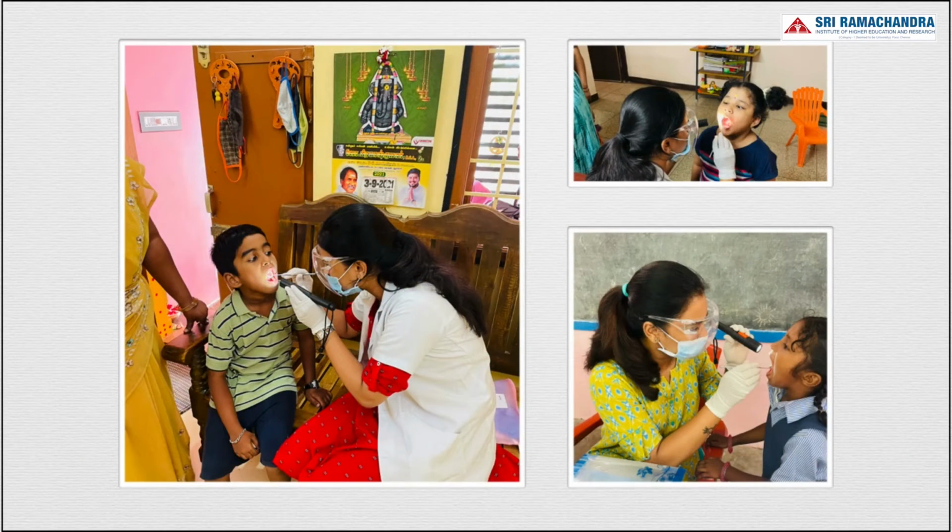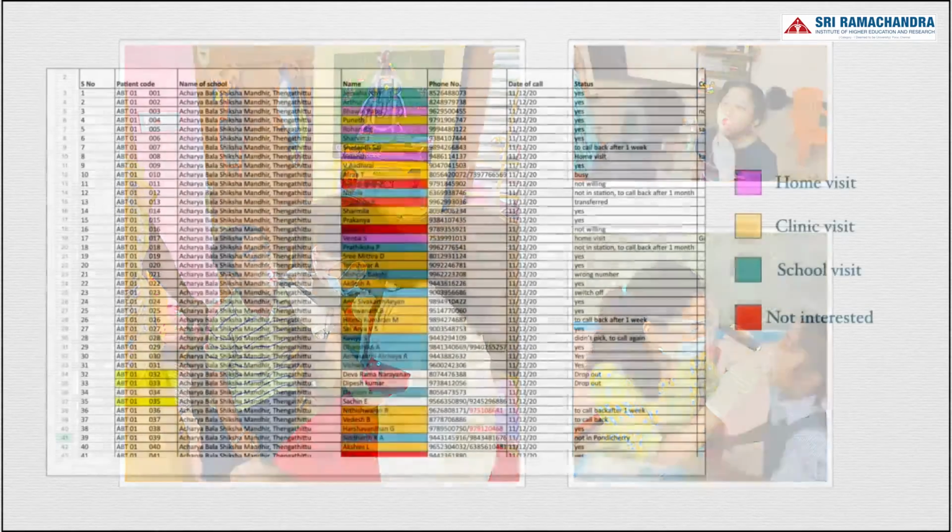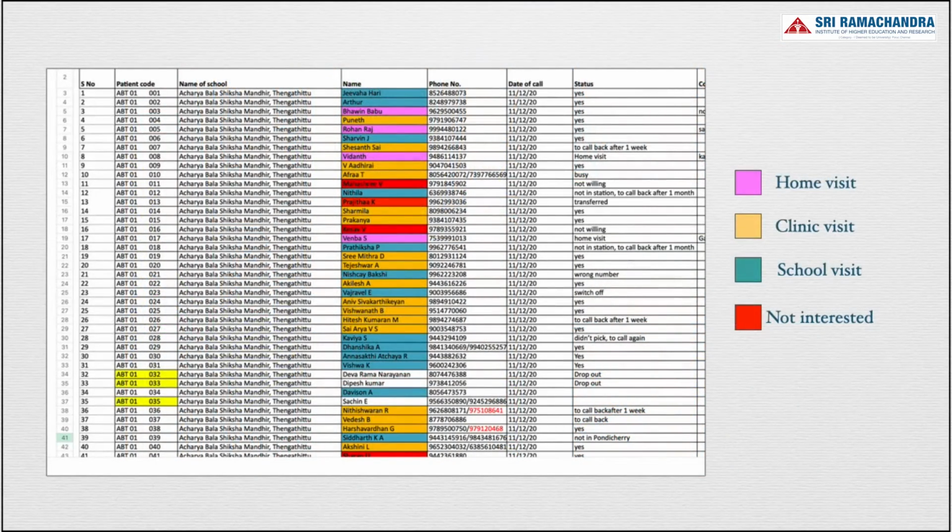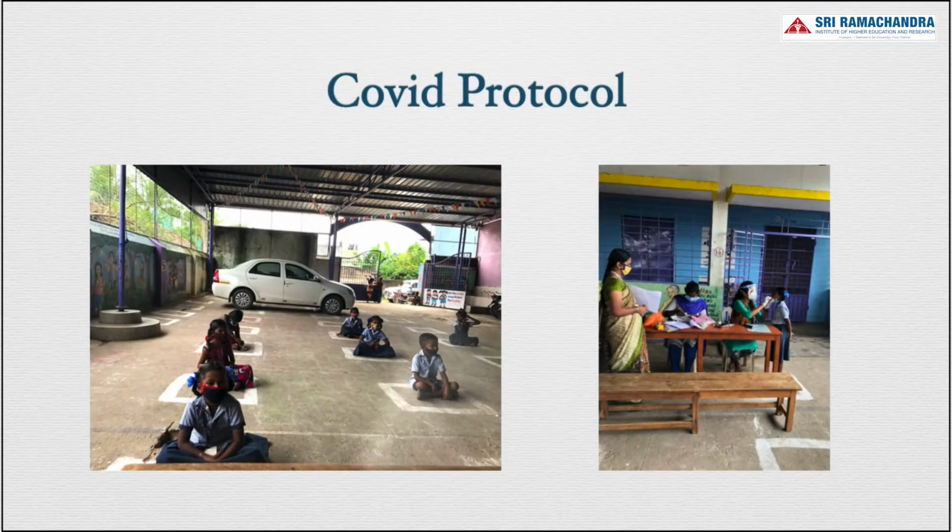Here are images showing clinical examination at the home visits and school visits during the 24 months and 36 months follow-up. Here what you can see is the sheet where we segregated according to colors as per the parents' preference, whether they wanted a home visit, a clinic visit, or a school visit, or it was colored red when they were not interested to get back. So during COVID, this was how the children were made to sit with all necessary precautions. This is in one of the schools.